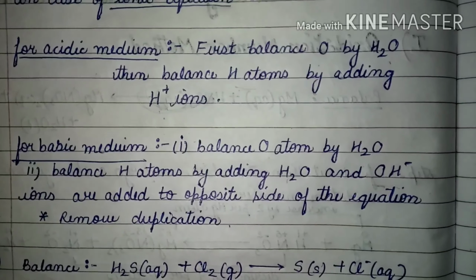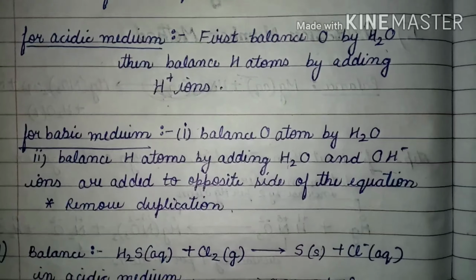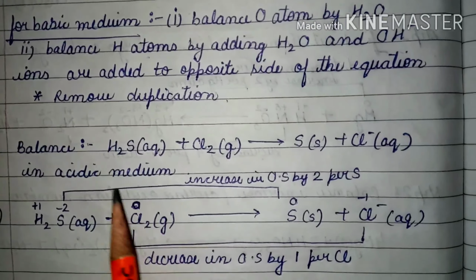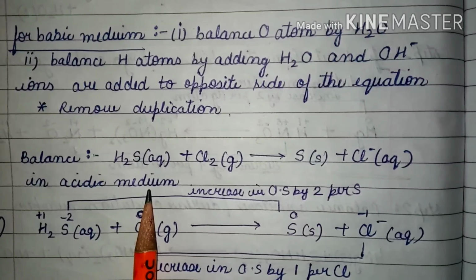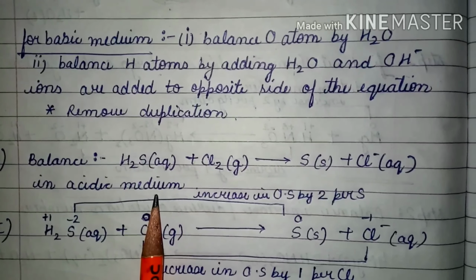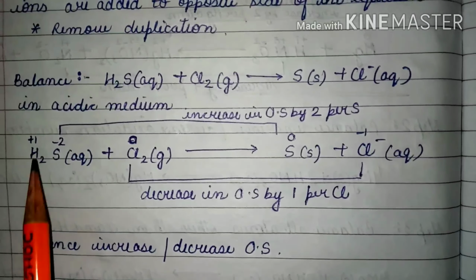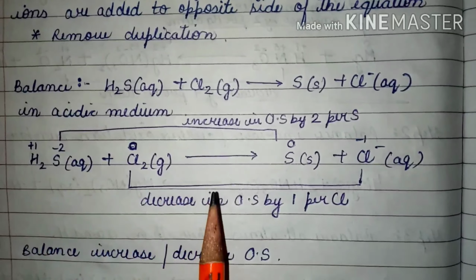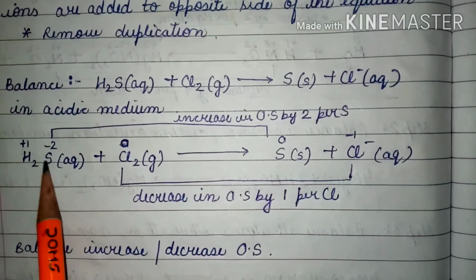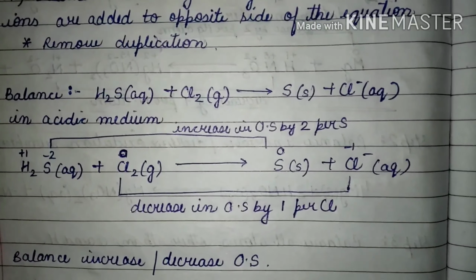Okay, so now I am going to discuss 2 examples. The first example is balancing this equation which is undergoing in acidic medium. So the first example I am taking is of acidic medium. In the first step, which is the same, just write the oxidation number of each element participating in the reaction, then find out which element is undergoing increment or decrement of the oxidation state.